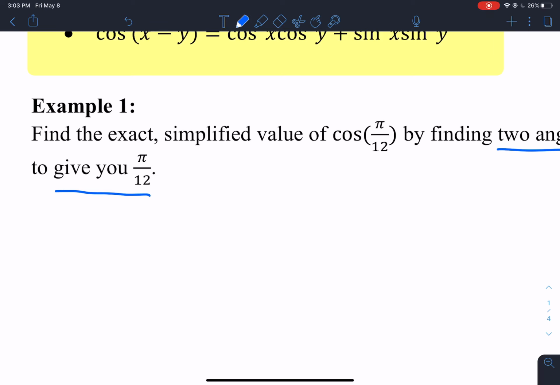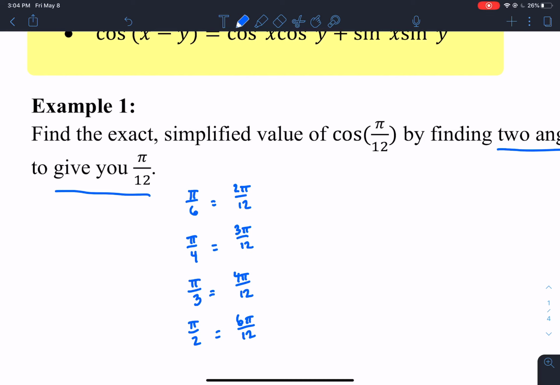So think of the angles that we have on the unit circle. You have pi over 6, which is 2 pi over 12. We're going to need common denominators. You have pi over 4, which would be 3 pi over 12. You have pi over 3, which would be 4 pi over 12. And then another one would be pi over 2, which is 6 pi over 12. So I need two angles to either add or subtract to give me 1 pi over 12.